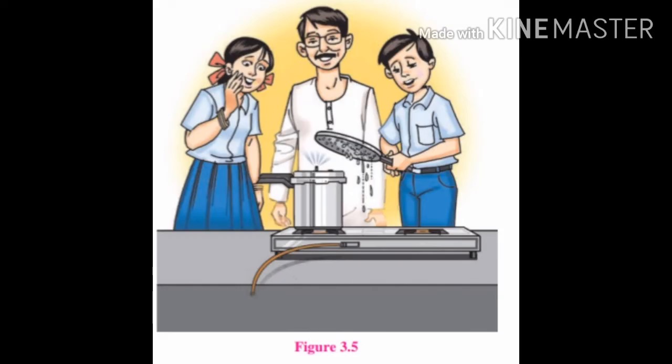Now students, let's try this. Take water in a pressure cooker. Take off the whistle of the pressure cooker. The lid of the pressure cooker has a whistle; you have to take out that whistle. Now heat the cooker. Another lid with a handle you have to take.